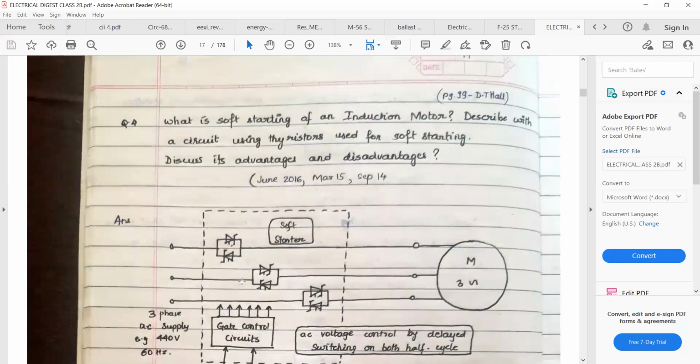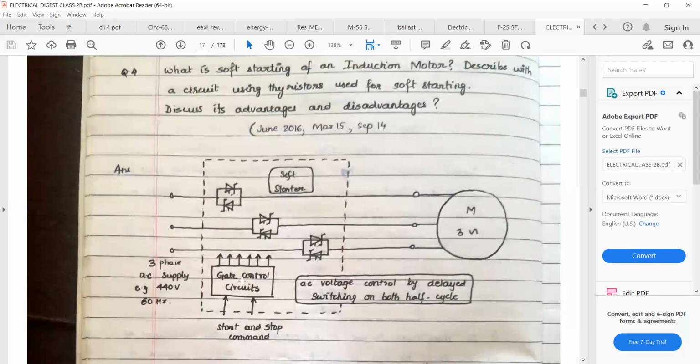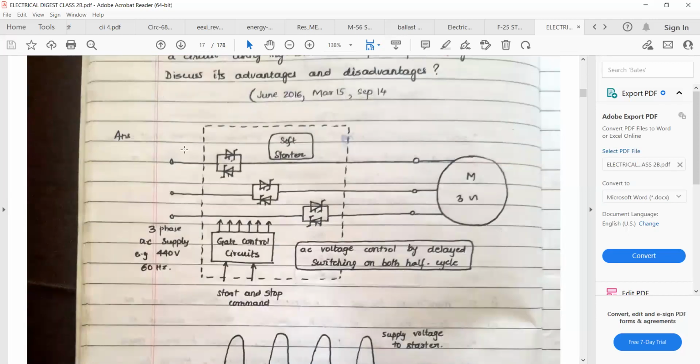Next is, what is soft starting of induction motor? Describe with a circuit using the thyristor used for soft starting. Discuss the advantage and disadvantage. So this is the circuit you have to draw. These are the thyristors. Then here there is a gate control circuit. These are the three phases of supply coming. Three phase is getting connected to the three phase of the motor.